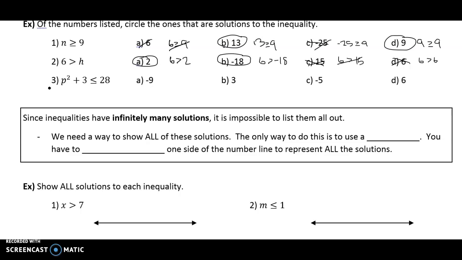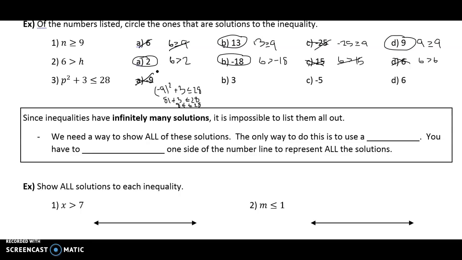Here, don't try to solve anything right now. Just plug the numbers in for p. So come over here and go negative 9 in parentheses squared plus 3 is less than or equal to 28. Don't try to solve, just do PEMDAS. So 81 plus 3 is less than or equal to 28. That would be 84 is less than or equal to 28, which you can see is not true, so that would not work.